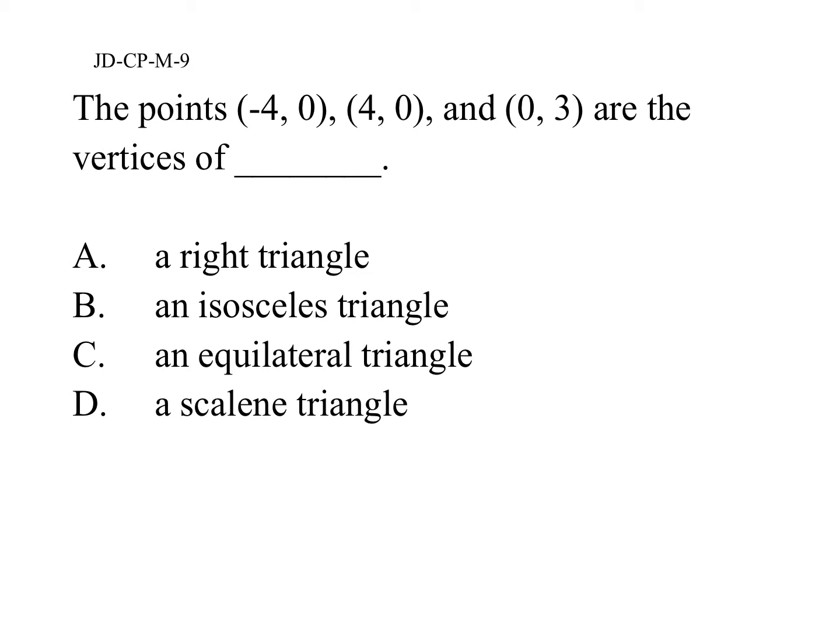Starting out our second video for Academic Super Bowl Math Questions 2021. We are looking at question number 9. So we have these points and it's asking what kind of triangle are these the vertices for. If we would just sketch these out, we've got negative 4, 0, 4, 0, and 0, 3.